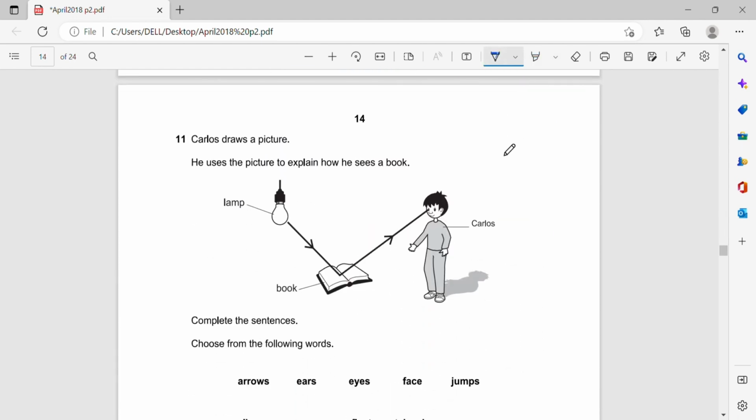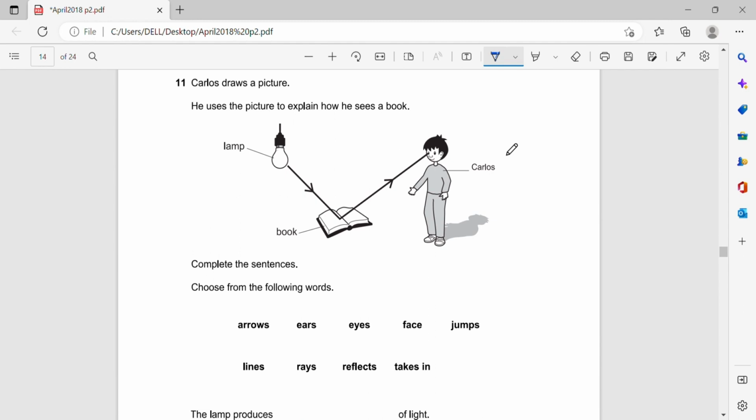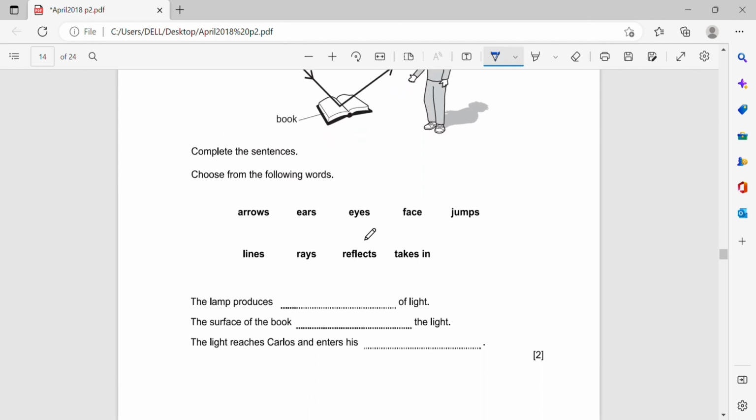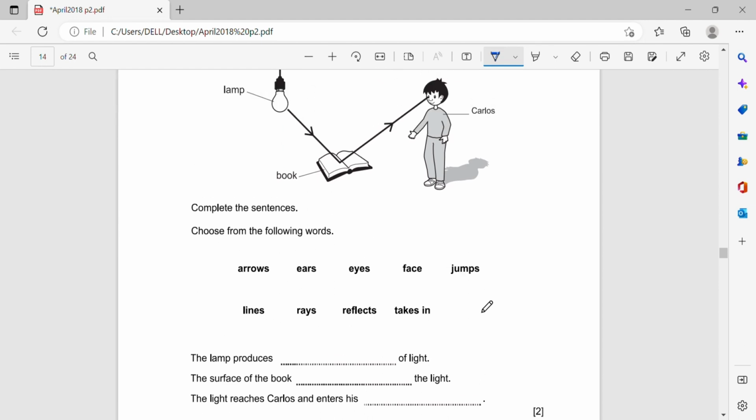Question 11. Carlos draws a picture. He uses the picture to explain how he sees a book. We have a lamp, we have a book, we have Carlos. Complete the sentences. Choose from the following words. I have arrows, ears, eyes, face, jumps, lines, rays, reflects, takes in.